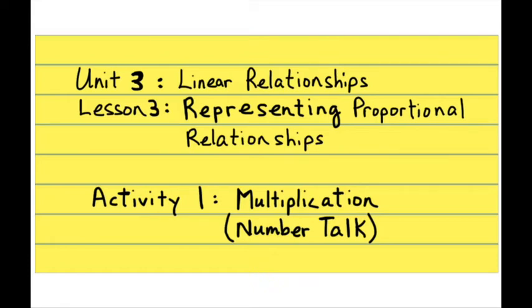This is Unit 3, Linear Relationships, Lesson 3, Representing Proportional Relationships. And this is Activity 1, Multiplication. And this is what the authors call a number talk.